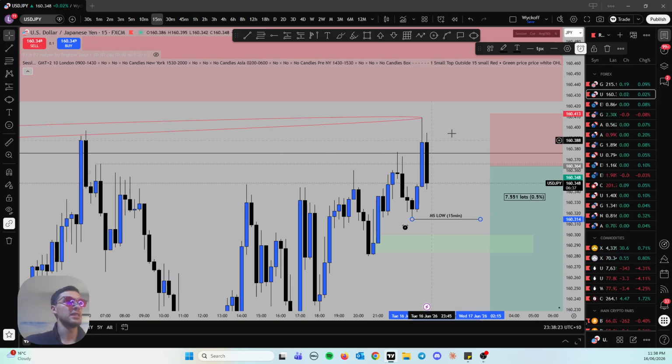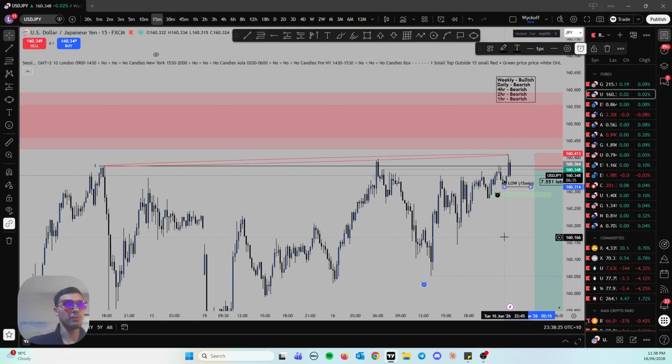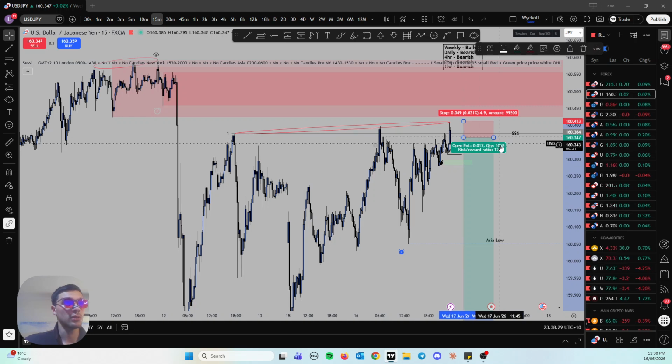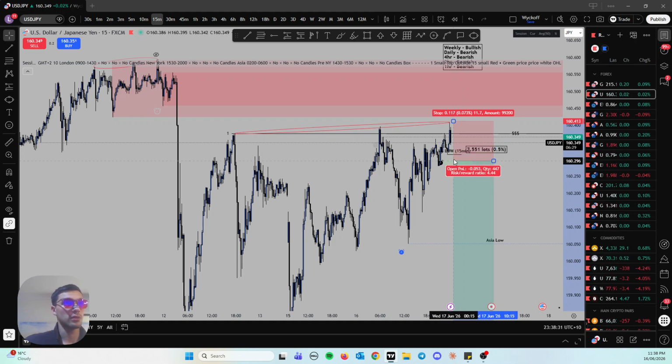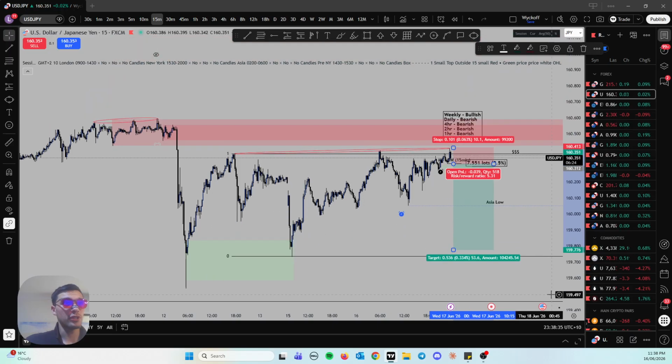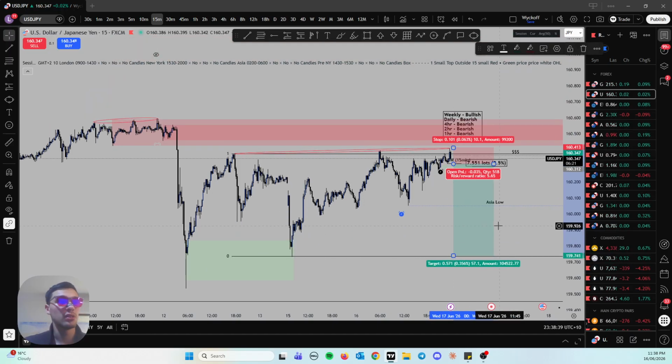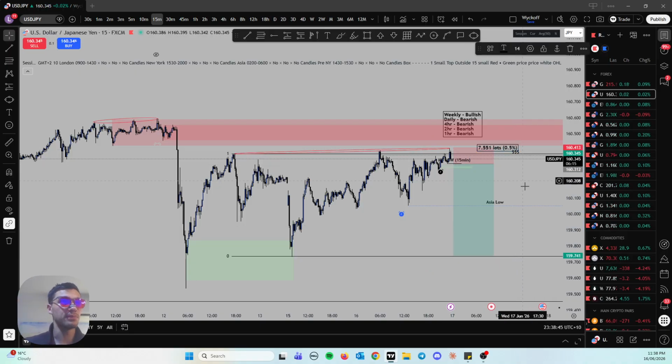Alerts have already been set. So I'm looking for a break of structure here, which gives me not a bad risk to reward of almost a 6. So I'll almost be getting a 6 risk to reward here, but here is the catch.